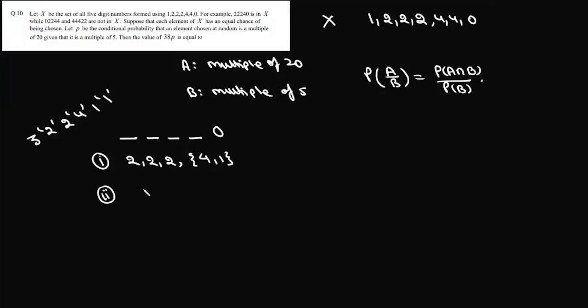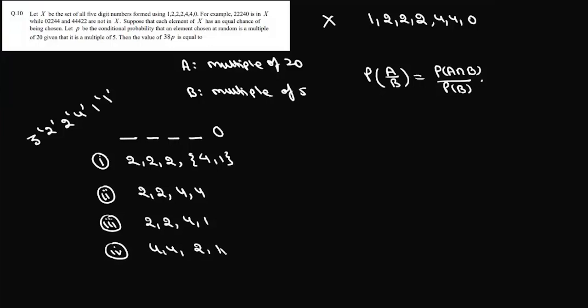Second case could be 2 alike, 2 alike, so 2 2 4 4. Third case could be 2 alike and 2 distinct, so either it is 2 2 4 1 or it is 4 4 2 1. So these are the 4 cases possible.